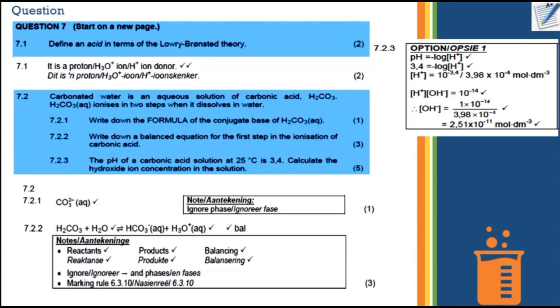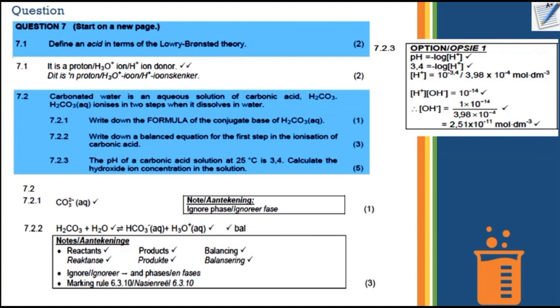That's the concentration of the hydrogen ion. But we were asked in the question to find and calculate the concentration of the hydroxide ion. Grade 12, please remember, in the matric exam, answer the question. Don't just leave it off like that.